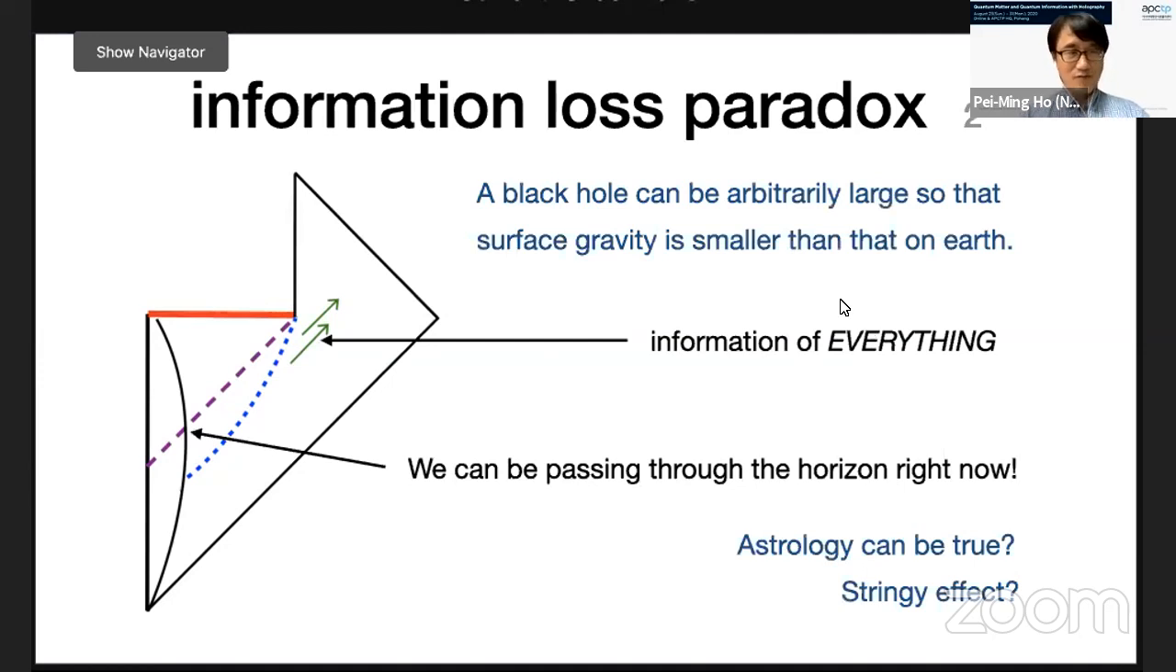So to repeat again, because this is a very important point, you can have a black hole that is arbitrarily large. So the surface gravity, the gravity at the horizon, is arbitrarily small, much smaller than the gravity on Earth, for example. So there's no reason to suspect that the low energy effective theory, like the standard model, would be invalid. It should be a very good model to describe the situation. However, the information of everything of the collapsed matter will become available in Hawking radiation.